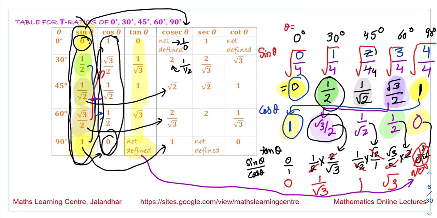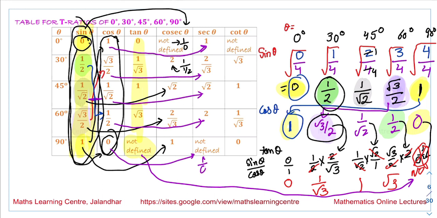Similarly, the value of secant theta, these are reciprocal of cos theta. So it is 1, 2 by root 3, root 2, 2. This is 1 over 0, and this value we are saying this is not defined. And similarly, we can obtain the values of cot theta. So finally, we obtain this table that contains all the values corresponding to all the trigonometric ratios corresponding to the angle 0 degree, 30 degree, 45 degree, 60 degree and 90 degree.